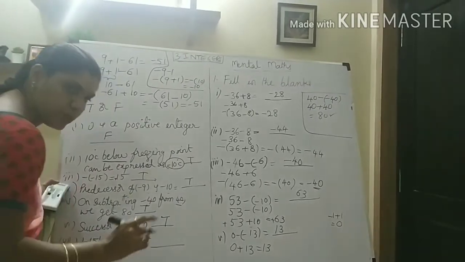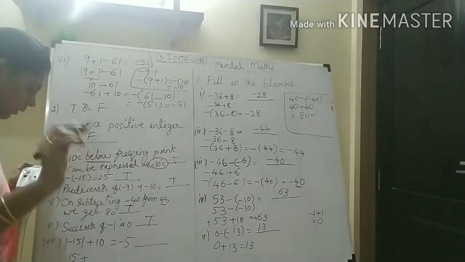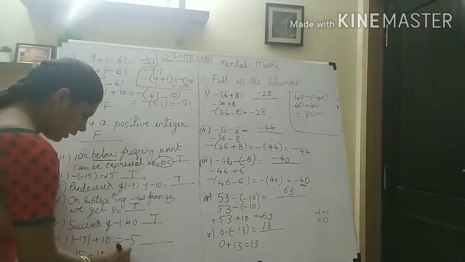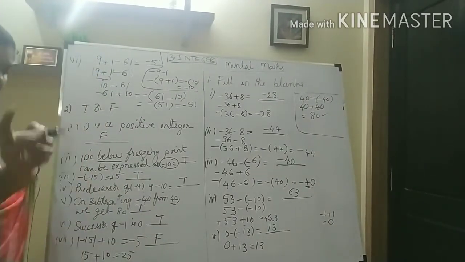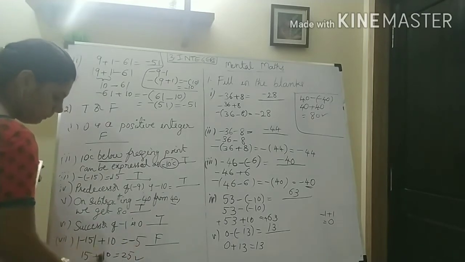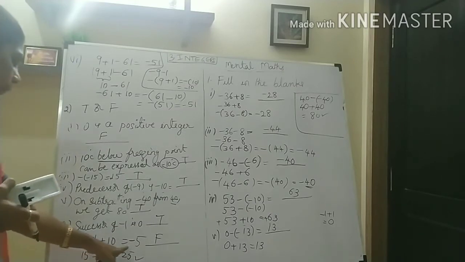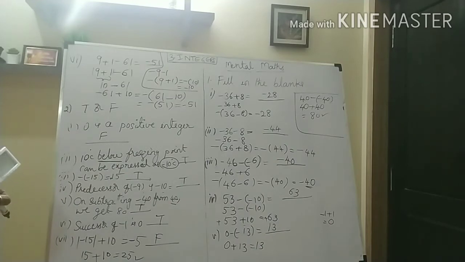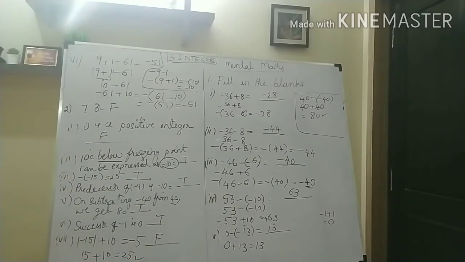Always you will get plus terms only. Absolute value of any number is positive only. So, next number 10. 15 plus 10 equal to 25. So, this is false. Here they have given minus 5, but our answer is 25. So the statement that the answer is minus 5 is false. Okay, so correct all these problems. Okay, note down.